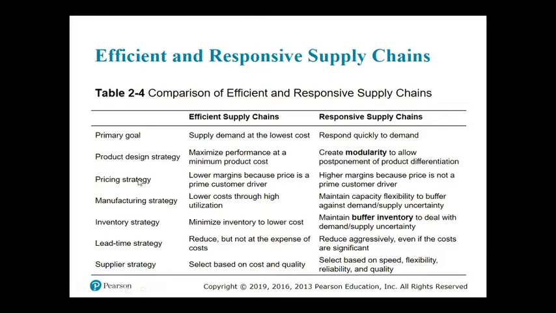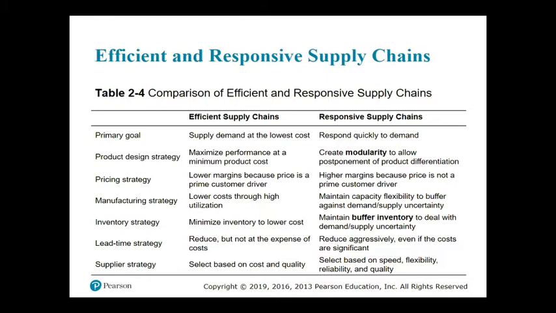And then for pricing strategy, efficient supply chain usually corresponds to low profit margin products, meaning that price is a primary driver for customer demand. On the other hand, responsiveness of supply chain is able to charge higher price and enjoy higher margins.